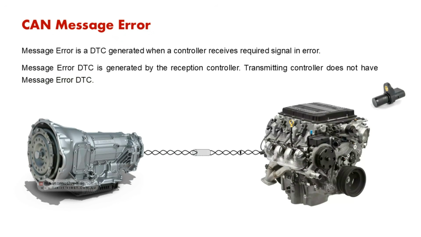For example, just imagine that transmission control module requests the information of engine RPM. ECM will receive the engine RPM from crankshaft position sensor and is going to share it with transmission control module. If this information is delivered properly, all good. But if transmission has received the required signal in error, it's going to set a fault code. And the fault code is going to be something like this: invalid data from ECM.